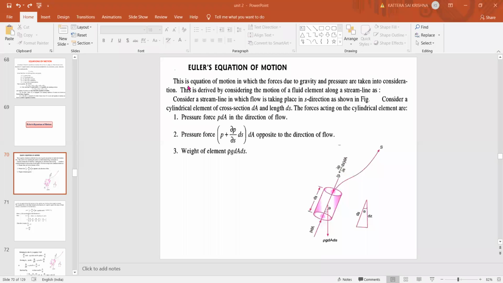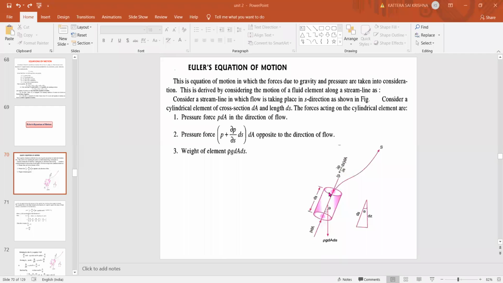Okay, so first, what is Euler's equation of motion? It is the equation of motion in which the forces due to gravity and pressure are taken into consideration. It is derived by considering the motion of a fluid element along a streamline. For Euler's equation, we have only two forces acting on the fluid element: the gravitational force and the pressure force. Now you see the image here.